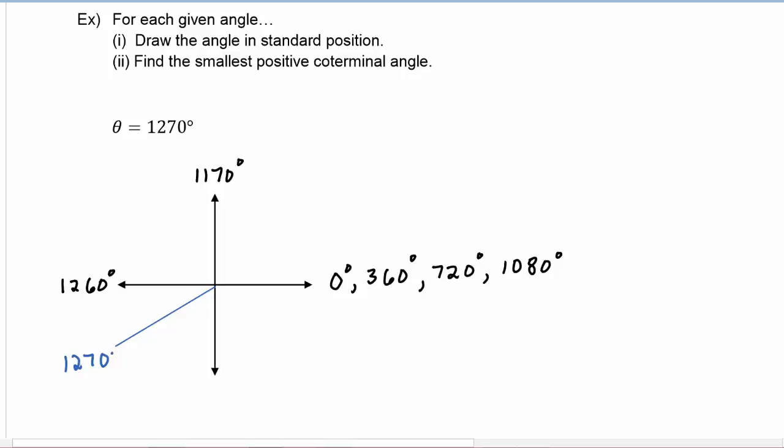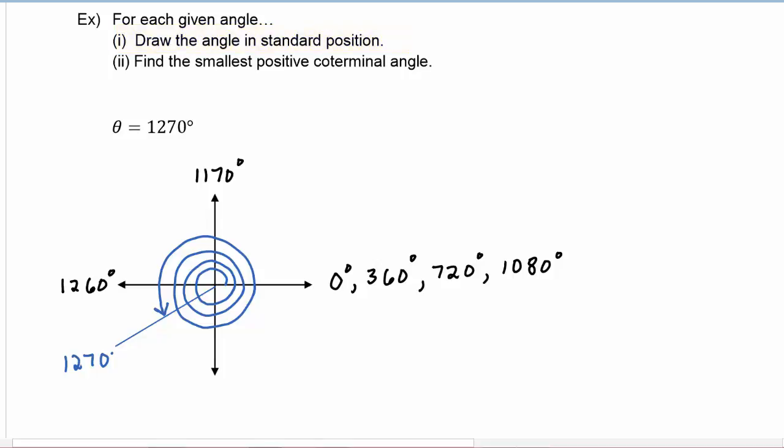Now when we draw in the angle, we have to show the rotations. So we start at the positive x-axis, and this would be 360, 720, 1080, and then we stop at 1270. So that's drawing the angle in standard position. You have to show that rotation.